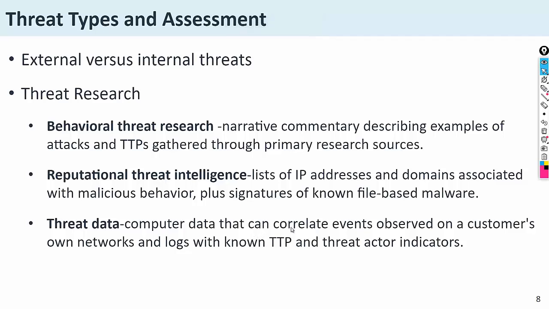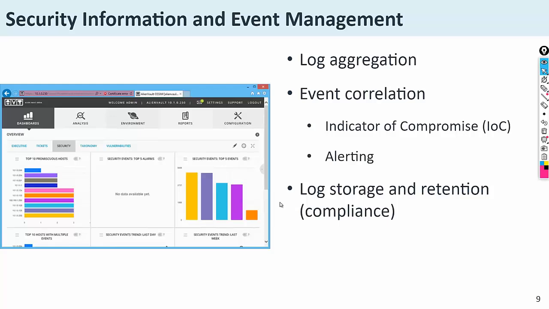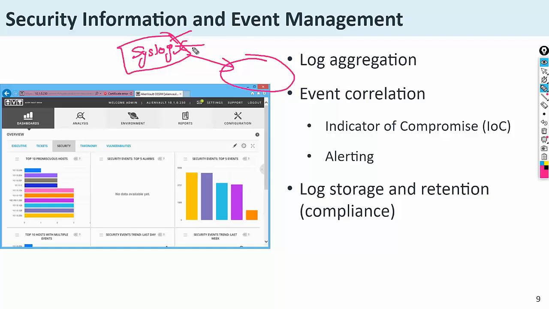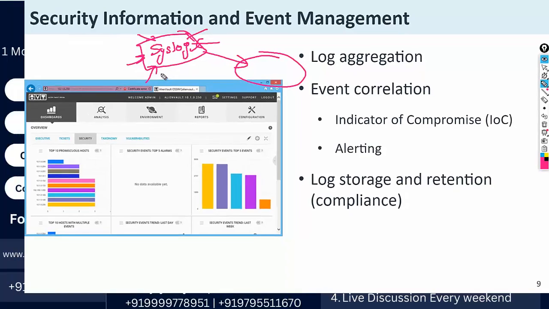Threat data is computer data that can be correlated with events observed by customers on the network, TTP indicators. So how do events and relations happen? We have already discussed the syslog server. We used the syslog server to log all the servers in a central location. This is the syslog server. So all the logs are there, all the events that happened inside the organization are there, all the devices are connected and sending their logs to the syslog server.